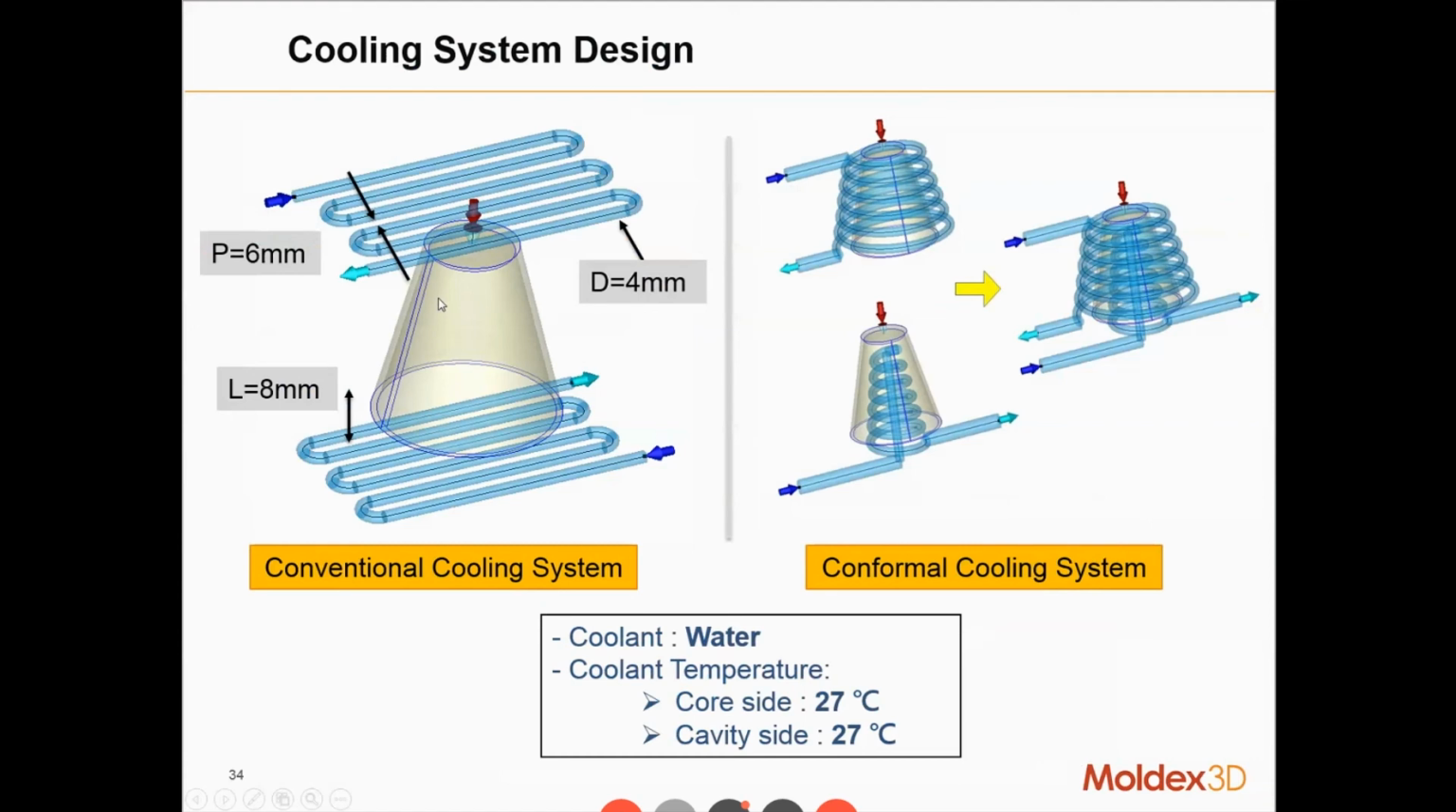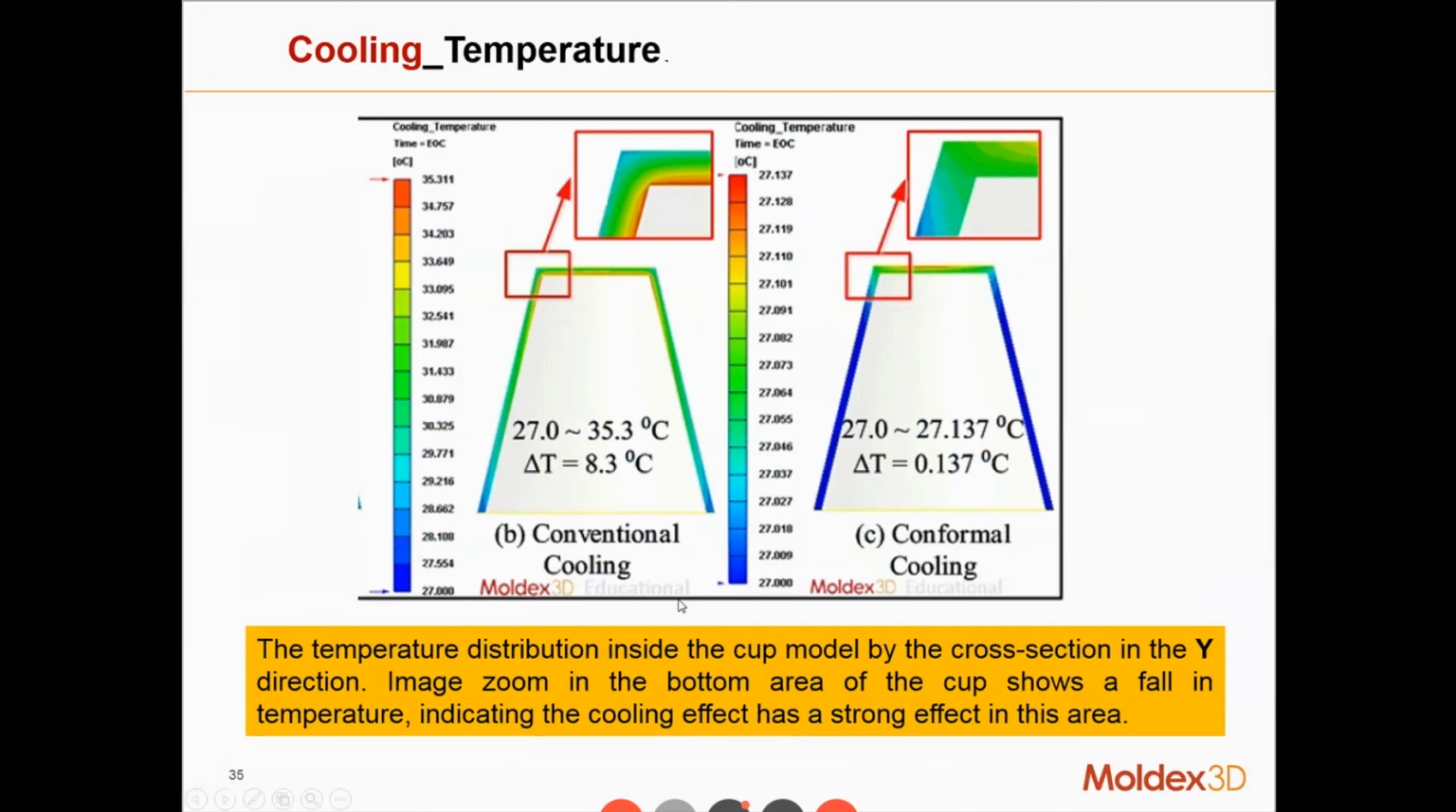Now let's take a look at the layout of the conformal cooling channels and the conventional cooling channels. For conventional it's very easy: one on the top, the other one below. For the conformal cooling channel, you have one cooling layout on the inside of this cup model and one on the outside of the cup model. They select the core side temperature and cavity side temperature to be 27 degrees with water as the coolant.